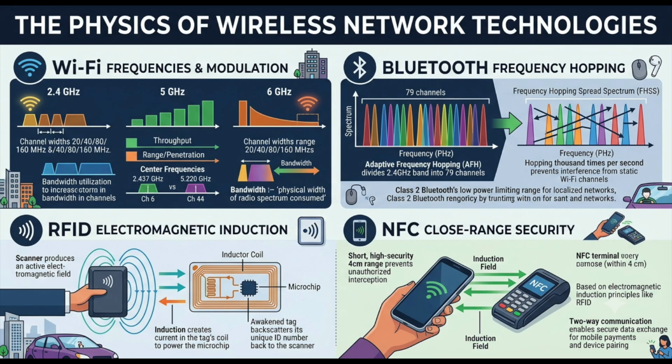Okay, let's unpack this, because before we can look at how data actually modulates onto a radio wave, we have to establish who dictates the rules of the road, right? Who structures those waves. Right, the governing body. Yeah, and the source material points us immediately to the IEEE, the Institute of Electrical and Electronics Engineers, and specifically their 802.11 committee. The famous 802.11.